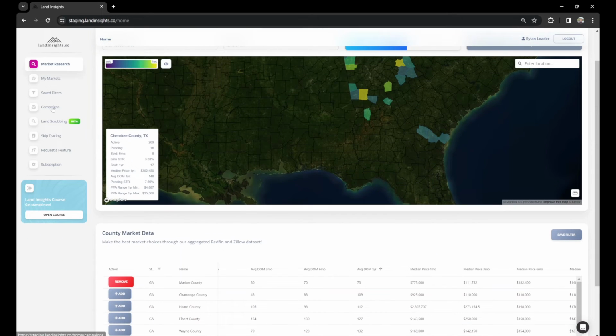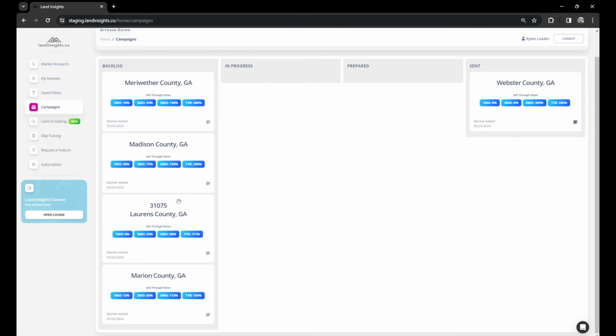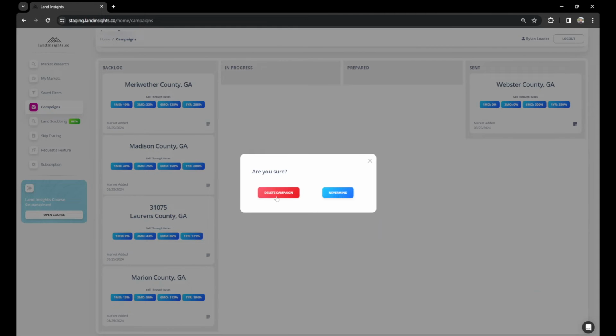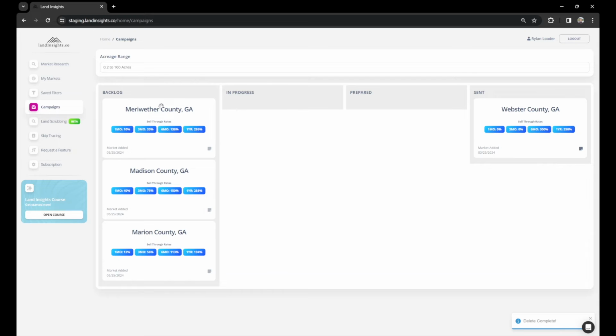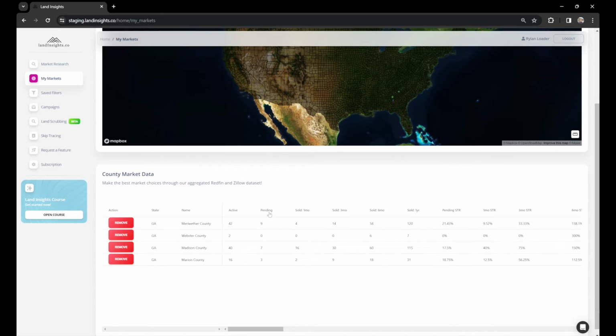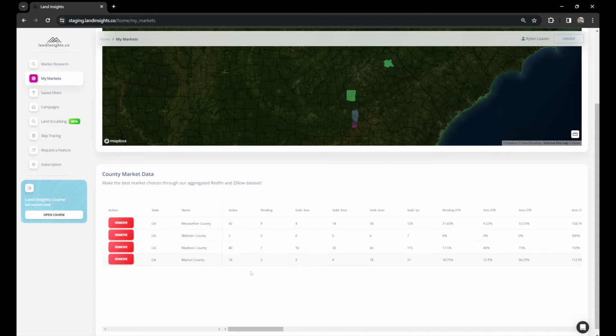Okay. So this is not going to show in my campaigns. We've added all these. This is a previous market that I'm no longer going after, so I'm going to delete that. Okay, so we've got these 3 markets we just added. We can go into my markets and just compare these against each other again, go even further with our analysis.